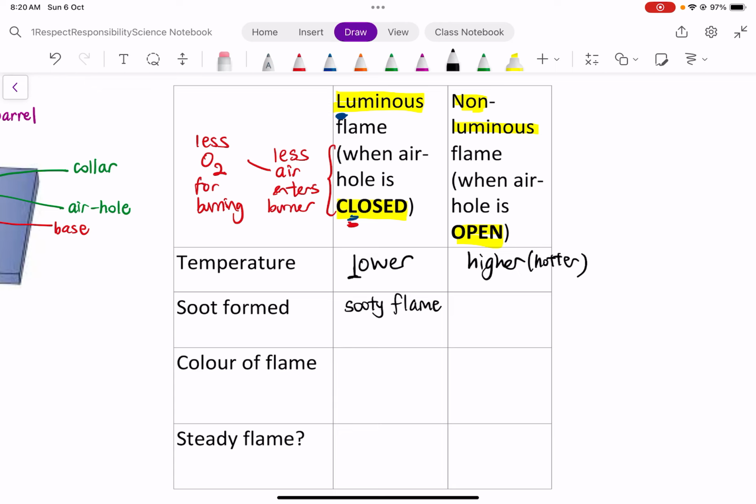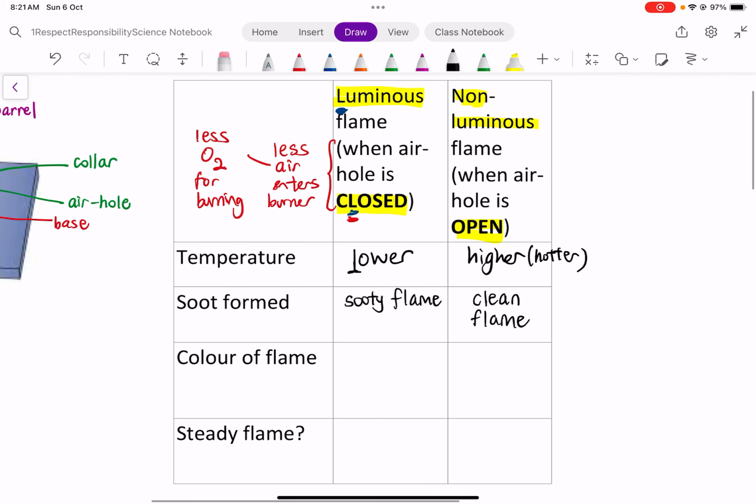So what it means is that the luminous flame actually produces a lot of black color particles called soot after the burning happens. On the other hand, the non-luminous flame is clean. It burns cleanly because it doesn't produce any soot. It doesn't produce any sediment at the end of burning. And this is as a result of more oxygen entering the burner, and so it burns more cleanly.